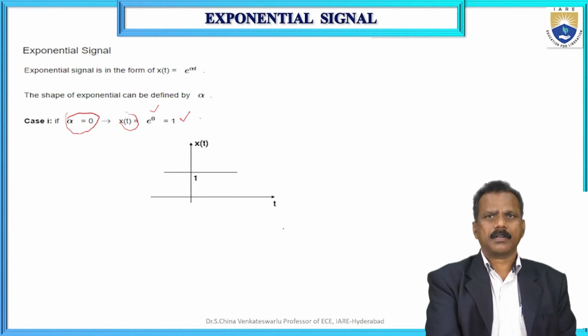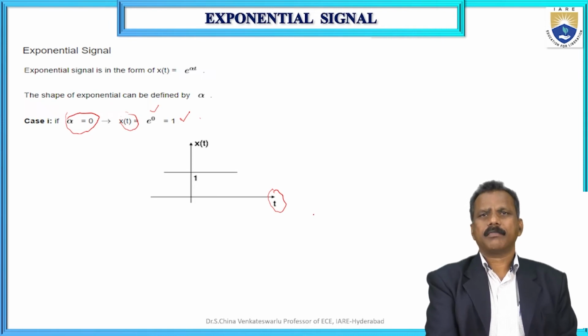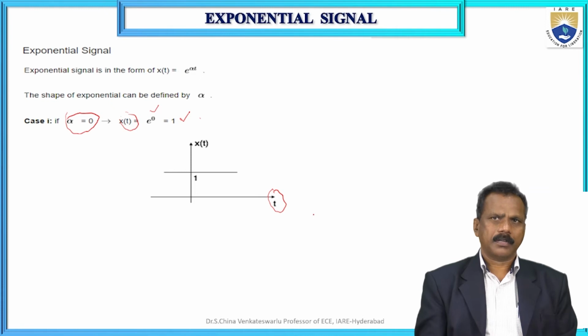Based on case 1, in the t versus x of t plot, x of t is the exponential signal e power alpha t, with the value substituted where alpha equals 0. It is right to verify the case 1 variations, how it appears in t versus x of t.